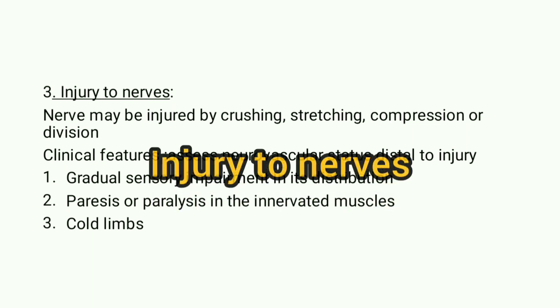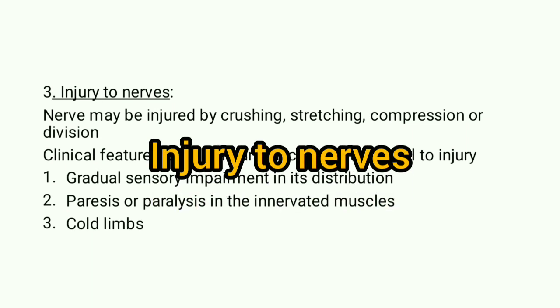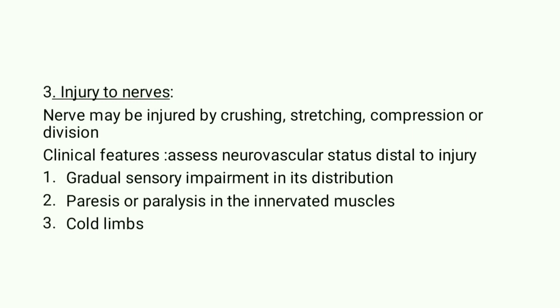Next one, injury to nerves. Nerve may be injured by crushing, stretching, compression or division. Clinical features. Assess neurovascular status distal to injury. Gradual sensory impairment in its distribution. Paresis or paralysis in the innervated muscles. Cold limbs.